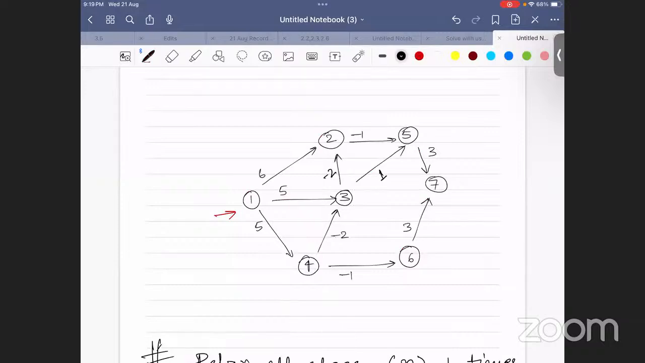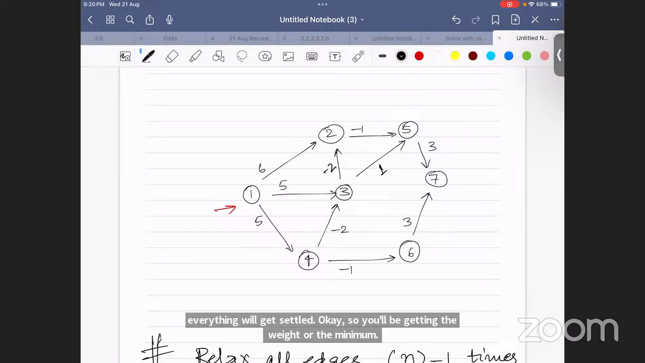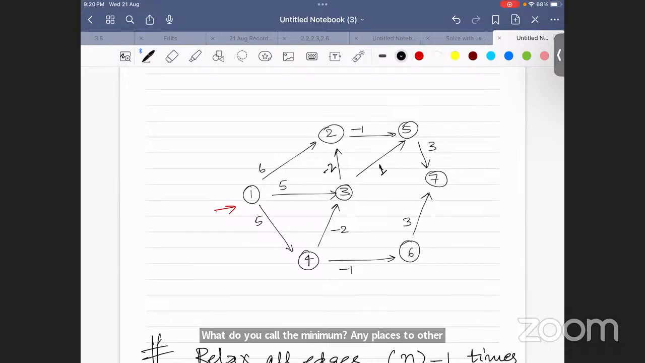Now you have to perform the Bellman-Ford. How many vertices are there? 7 vertices, right? Yes, sir. So you can list out all the edges. I'll tell you my method, and in the end you'll get the same result, even if you use another method. After 3 iterations, I guess everything will get settled. The minimum weight from any place to other places will be fixed after the 3rd or 4th iteration.